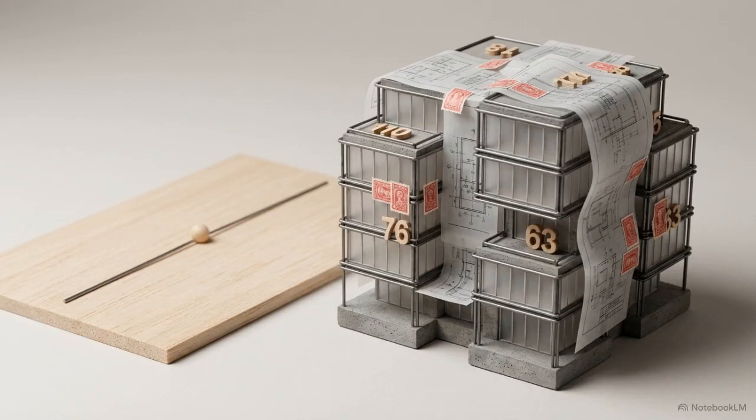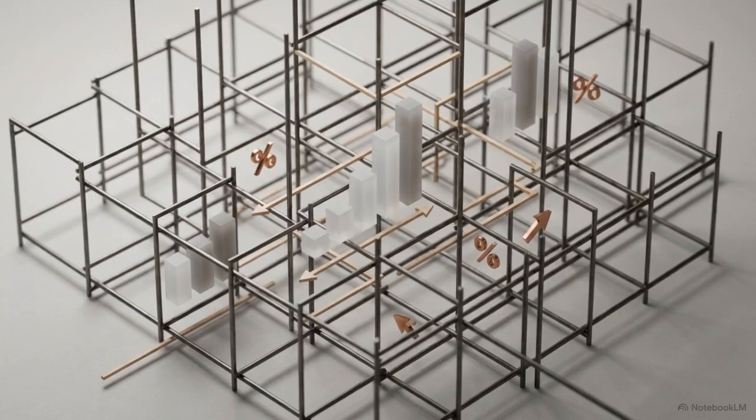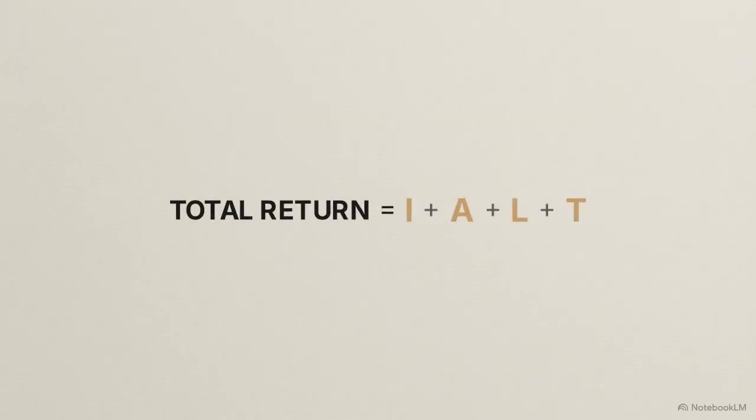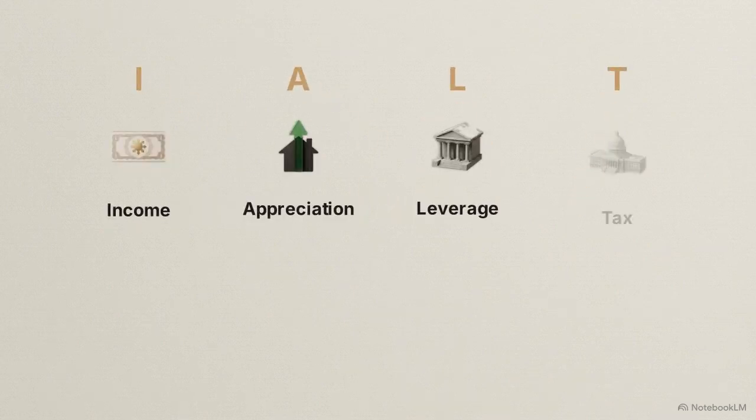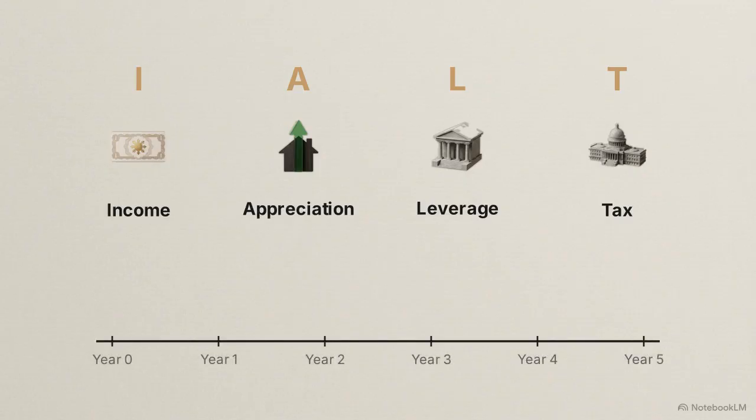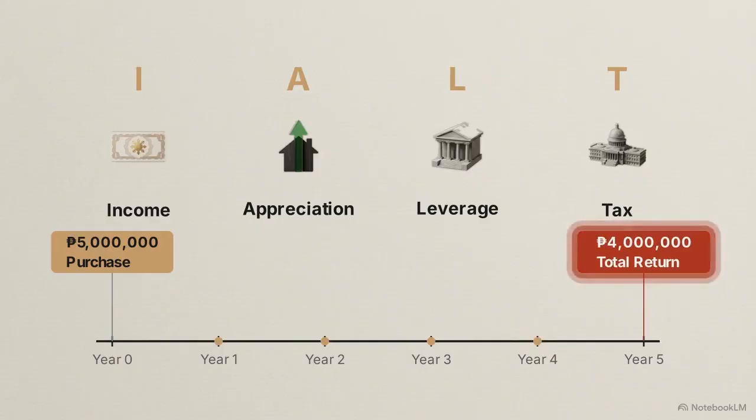You cannot evaluate a friction-heavy hybrid asset with a single metric. Measuring its true performance requires a multidimensional mathematical framework. This equation on screen is the definitive formula for evaluating real estate wealth: total return. It isolates 4 specific variables: income, appreciation, leverage, and tax. Beneath these columns, we have mapped a standard investment timeline. We are going to track a case study, a 5 million peso property purchase that yields a final 4 million peso total return over exactly 5 years.